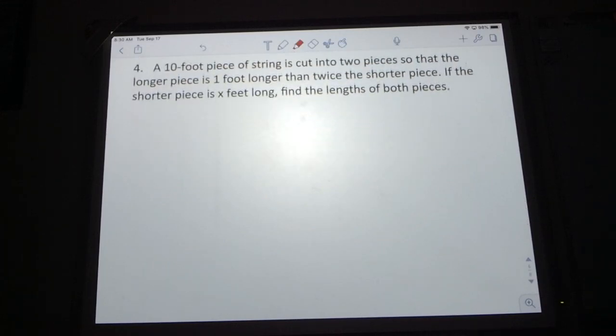Okay, here's the string problem. It acts just the same as that one. Okay? So we have two pieces of string. One is short, one is long. So there's our two categories. So over here, S for short, L for long.